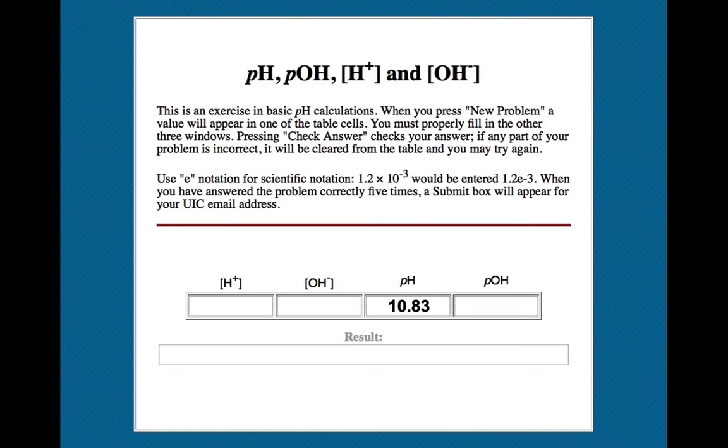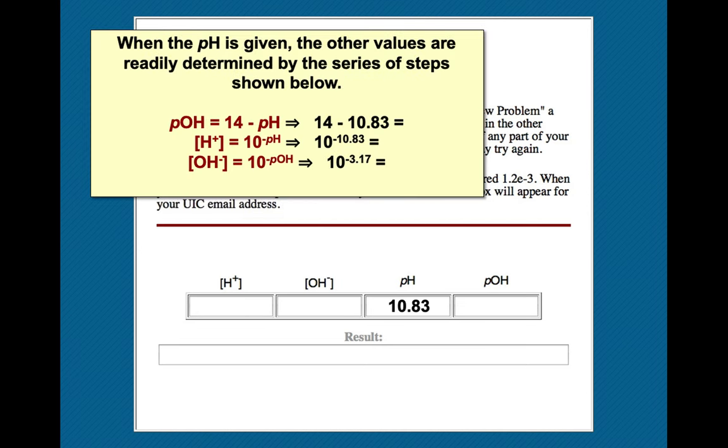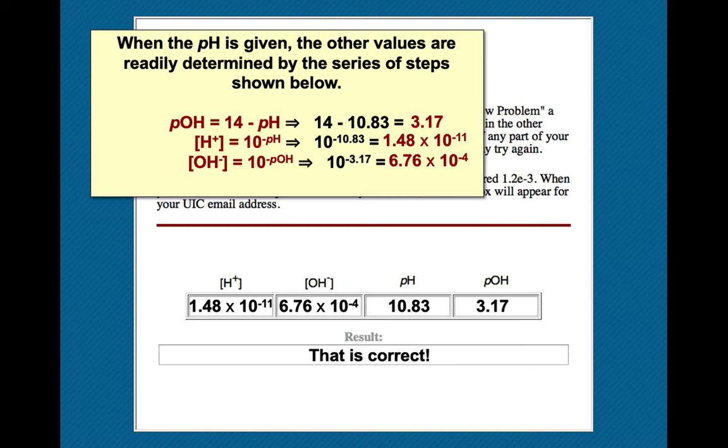First thing we want to do is to convert our pH into hydronium. We can do that because 10 to the minus pH is hydronium. But even before that, we can fill this one in, the OH, because pH plus pOH is 14. Simply subtract: 3.17. Now we do this, 10 to the minus pH. Type in minus 10.83, hit 10 to the x, and we're at 10 to the minus 11. Take our pOH value from up here, 3.17, do the same process, and we're at 10 to the minus 4.